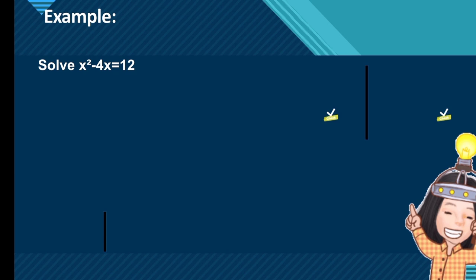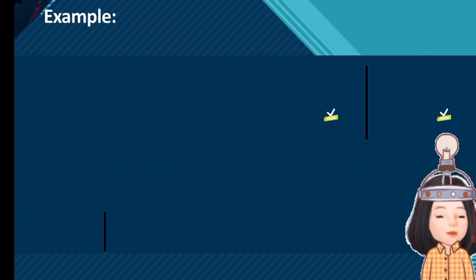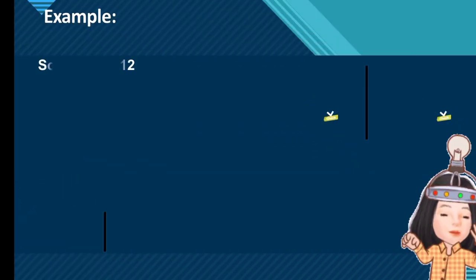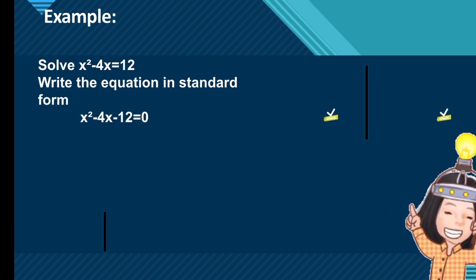Example. Solve that one: x squared minus 4x is equal to 12. Write the equation in standard form: x squared minus 4x minus 12 is equal to 0. So let's factor out. x minus 6 times x plus 2 is equal to 0.